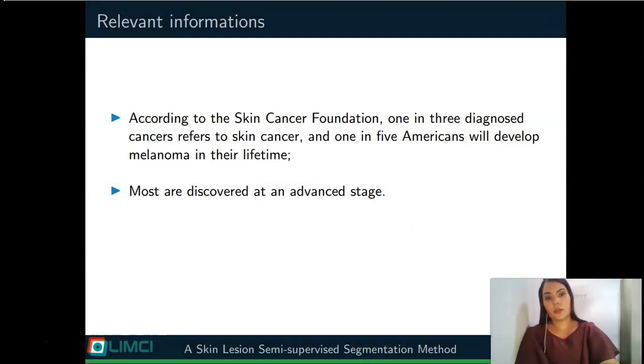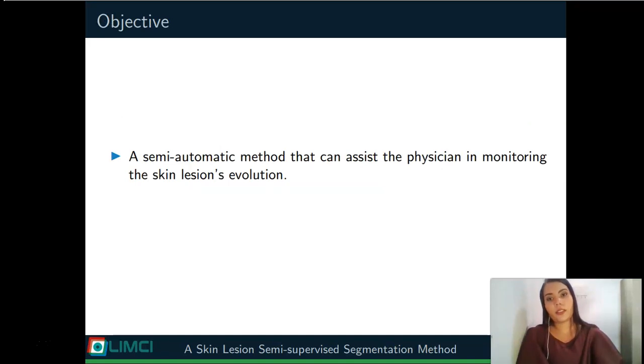Some relevant information. According to the Skin Cancer Foundation, 1 in 3 diagnosed cancers refers to skin cancer, and 1 in 5 Americans will develop melanoma in their lifetime. Most are discovered at an advanced stage, when it causes metastasis of the disease. The objective of this work is to propose a semi-automated segmentation method to monitor the evolution of skin lesions.